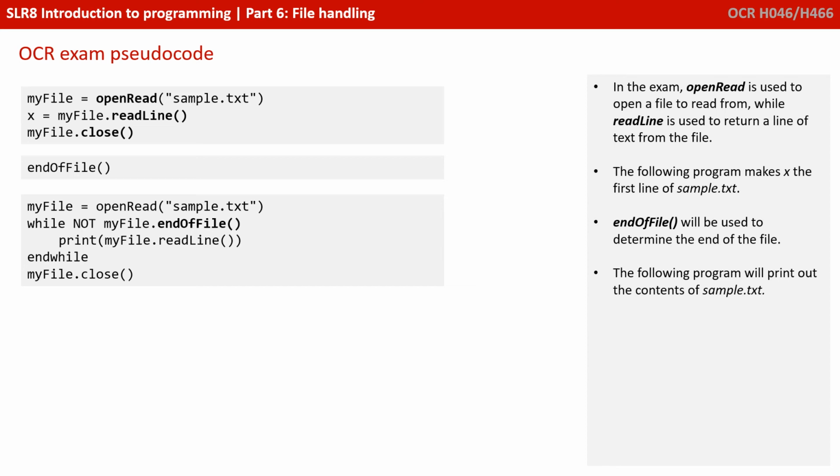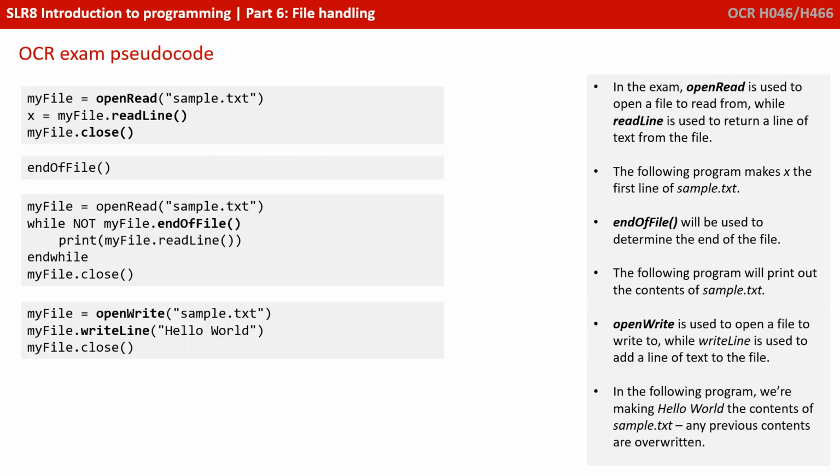End of file will be used to determine the end of a file, and the program shown on the left now will print out the contents of sample.txt. Finally, open write will be used by the exam board to open a file to write to, while write line is used to add a line of text to the file. In the program on the left now, we're making hello world the contents of sample.txt, as any previous contents will have been overwritten.